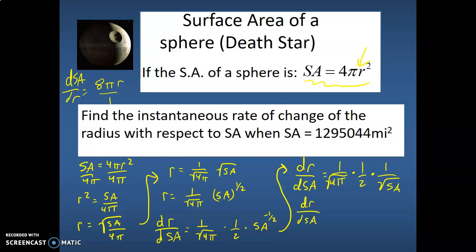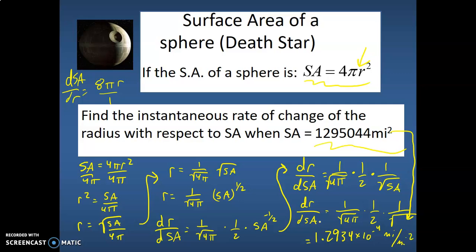So now I can just plug in the number that it gives me. So 1 over the square root of 4 pi times 1/2 times 1 over the square root of that number. And that would give me a very small decimal, 1.2934 times 10 to the negative 4. And this would be miles per mile squared. So this is one way that you can get to your answer.